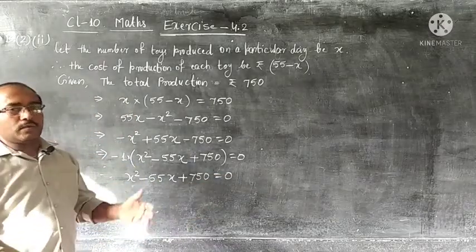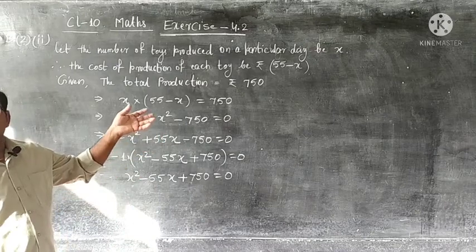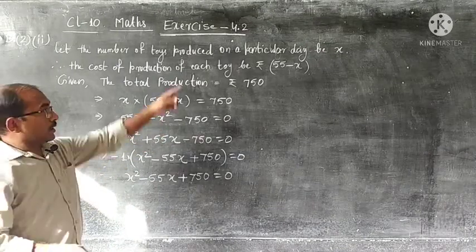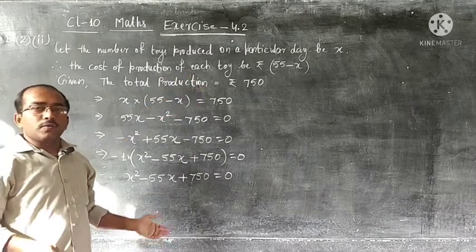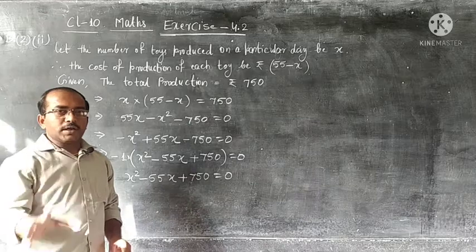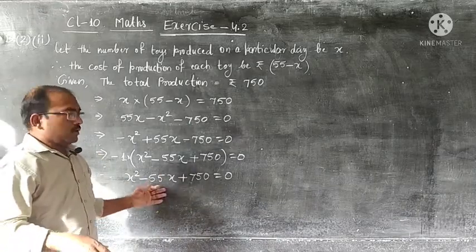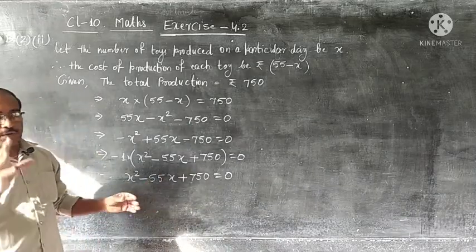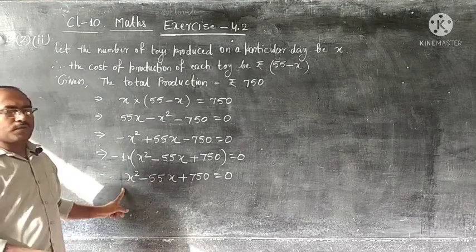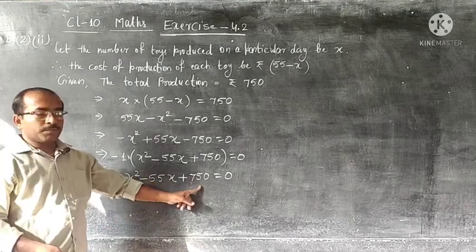So we have found the quadratic equation. Now we have to find how many toys were produced on that day. That x we have to find out, so we will go for solving it. So far we have learnt the factorization method, so let's try to factorize the middle term. What is the process of factorization? First term coefficient into last term.